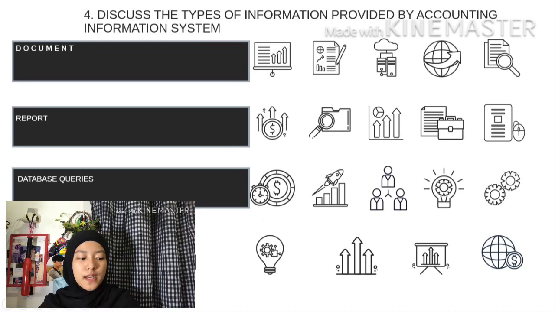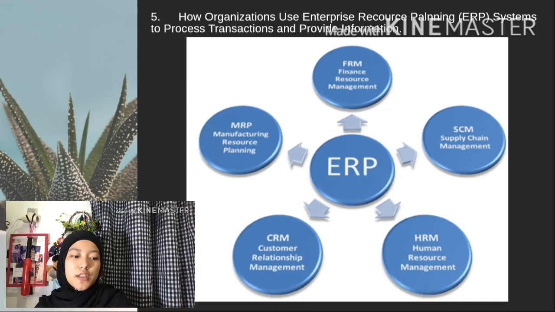4 is discussing the types of information provided by the accounting information system. 1. Document. What is document? Document is a transaction record, either company data, such as checks and invoices, that are sent to external parties. 2 is report. Report is used by employees to control operational activities, and by managers to make decisions and to formulate business activities and business strategies. 3 is database queries. Database queries are used to provide information needed to solve problems and questions that require action or a quick answer.